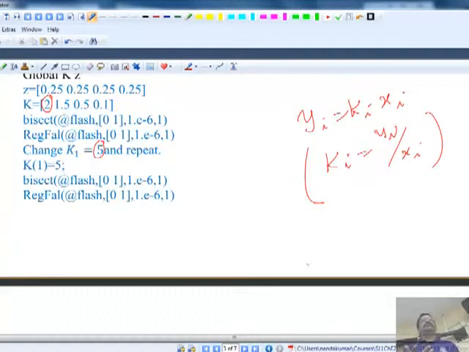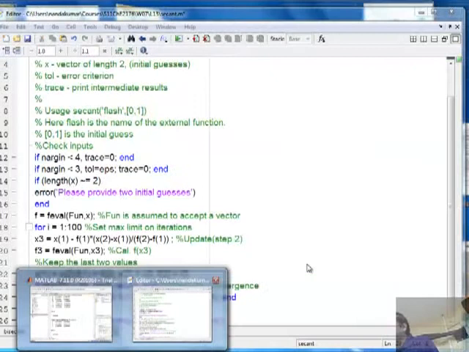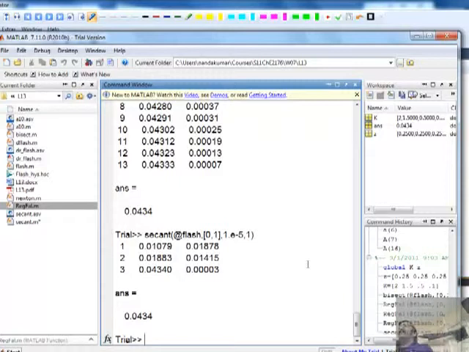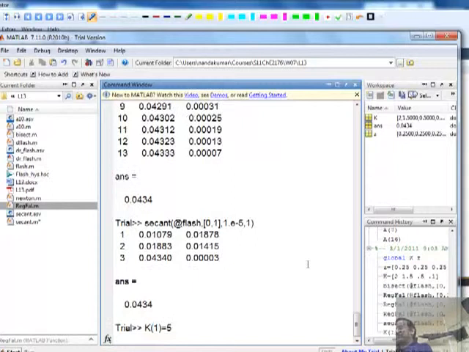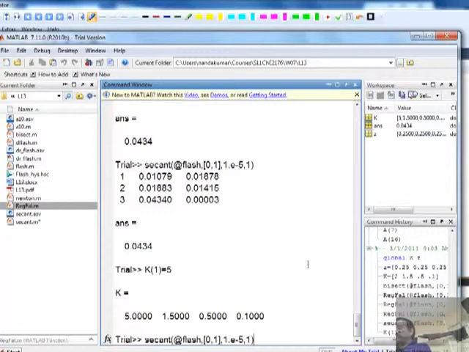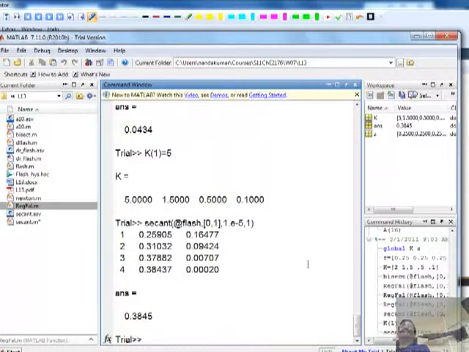When K was this set of numbers, 2, 1.5, 0.5, and 0.1, we saw that the psi value was 0.0434. Now I want you to wager a bet. Is it going to go up or down when I change K1 to 5? Up? Anybody for down? Good intuition, right? So we're making that material more volatile.